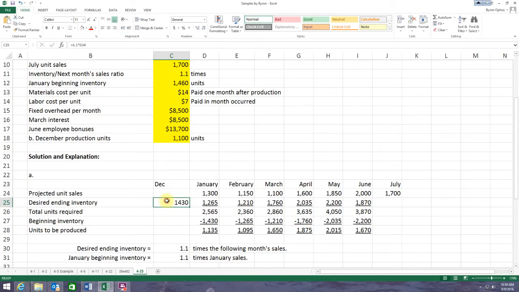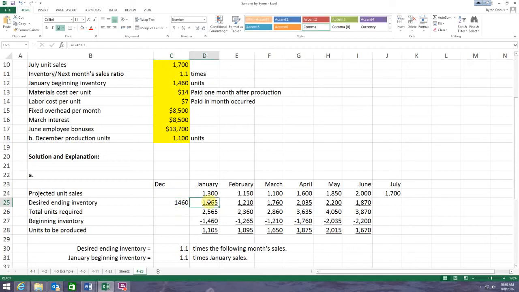Okay, so first it provides me with my December ending inventory. Again, it's a little bit off from what I would calculate. Normally it would be 110% of this, which would be 1,430, but it gives me 1,460. So let's go with that. So I'm going to make an ending inventory, have an ending inventory 1,460.